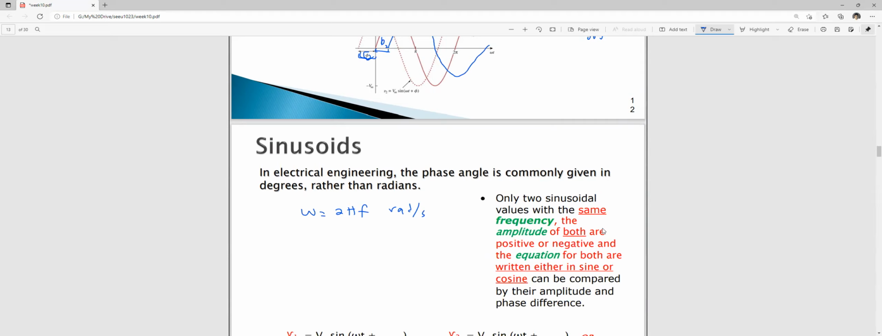So if you have, for example, an angular frequency of 10 radian per second, and your other waveform is also 10 radian per second, then it is obvious that these two waveforms have the same frequency, because 2 pi is just a constant. If the angular frequency is the same, then you can compare. Okay, so this is the first requirement.